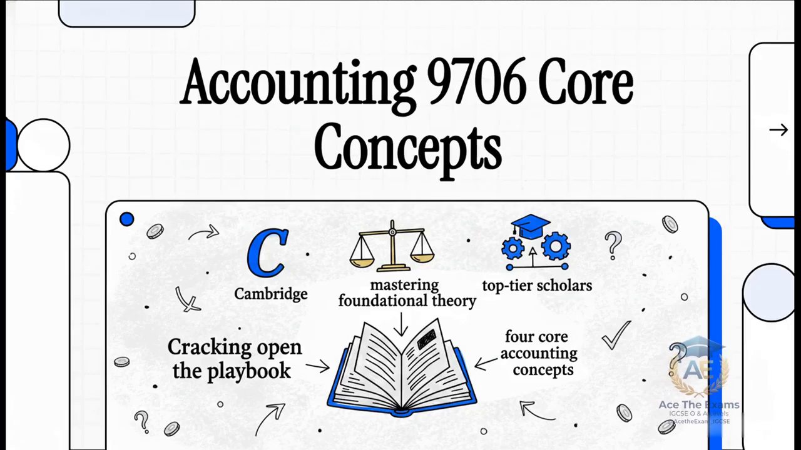Welcome to this Masterclass Explainer. Today, we are going to completely hack your Cambridge AS and A-Level Accounting Paper 2 preparation. If you're studying for the 9706 syllabus, you already know that crunching the numbers is only half the battle. Mastering the foundational theory is exactly what separates the average students from the absolute top-tier scholars.